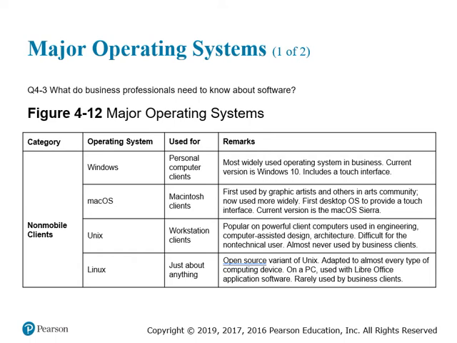Kind of started, the reputation was always for being for artists. This is no longer, Sierra I don't think is the current version anymore. Windows is the most widely used operating system. It has a touch interface. Unix is used for workstation clients, engineering, computers, CAD, architecture, difficult for non-technical users, not really used as business clients. And Linux is used everywhere. It's really catching on because it's free and there's a vibrant community that make it better.